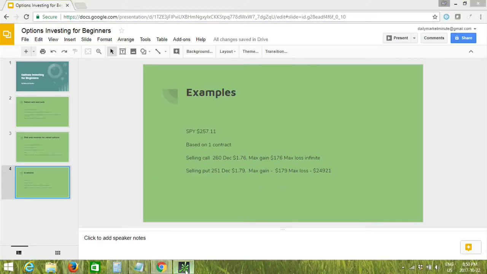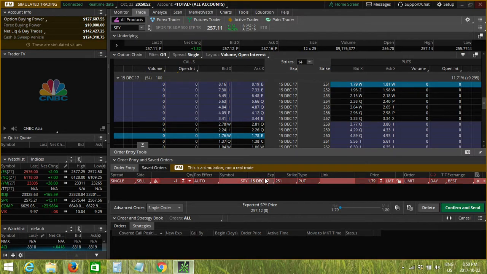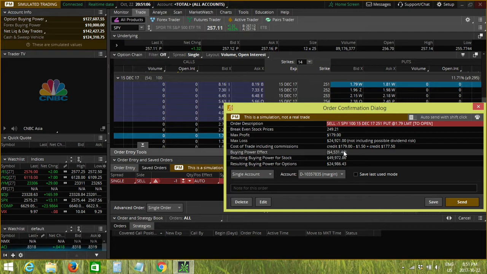So let's look at it on the paper money account. Take a look here. We have our SPY, December. Let me show you, because I was talking about how it takes up less buying power. The buying power effect is $4,531. Now, if this was in your IRA account as an example, then it has to be a cash covered put. You have to have it covered with that cash, so it would tie up $25,711 for a cash covered put.